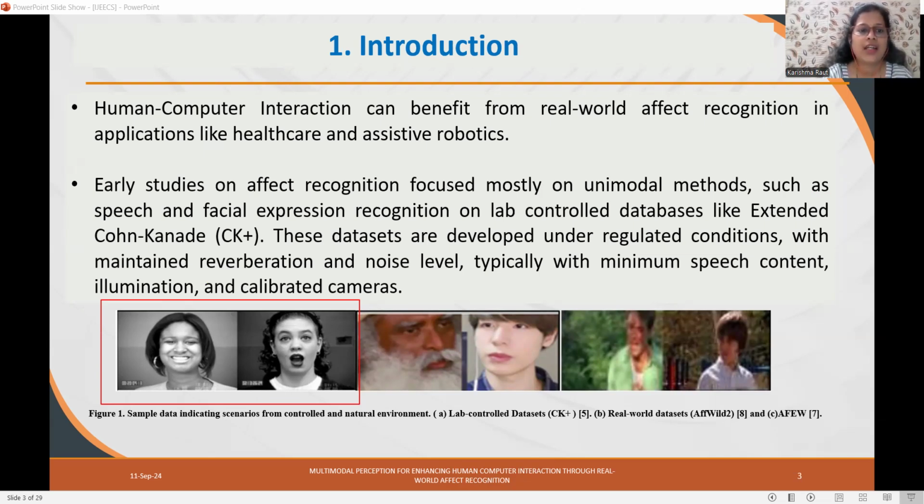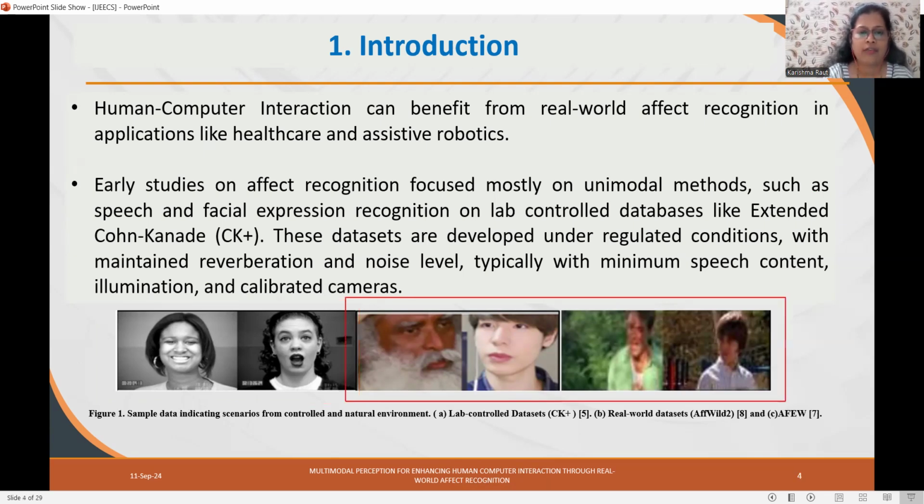These datasets are developed under regulated conditions with maintained reverberation and noise level, typically with minimum speech content, illumination, and calibrated cameras. It is challenging to explore affect information from the real-world natural environment, which is full of dynamic situations. The samples are shown in the figure for lab-controlled and for natural environment.